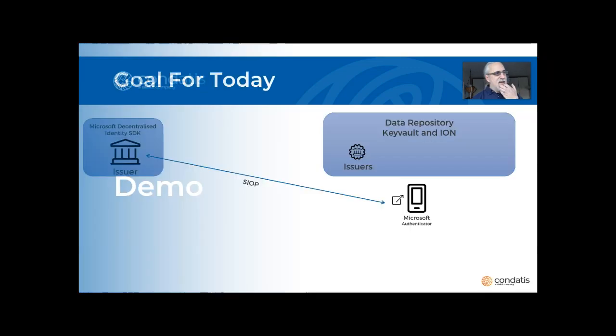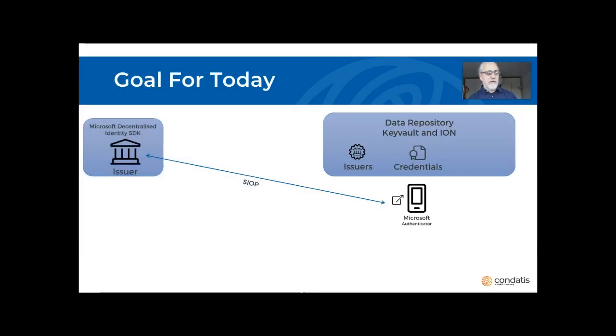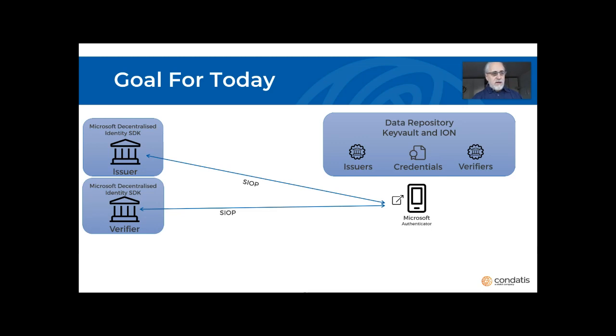Now let's go to the more interesting stuff, the actual demo, and let me set up the demo, what we're trying to achieve today. First, we want to set up an issuer and register and configure the credentials the issuer can issue. Then we want to configure a verifier, and then we want to issue credentials and verify credentials via the Authenticator app.